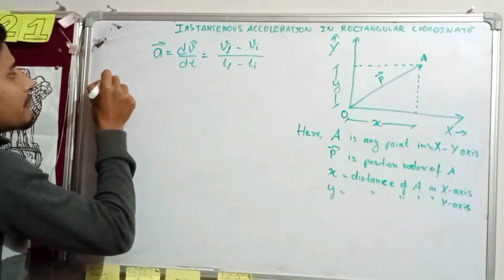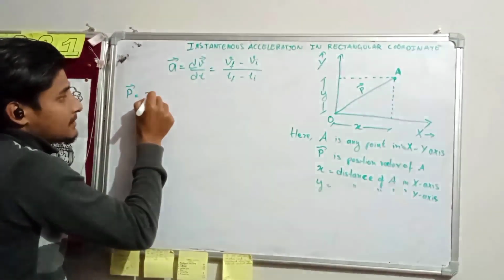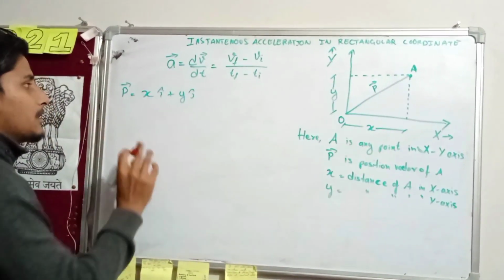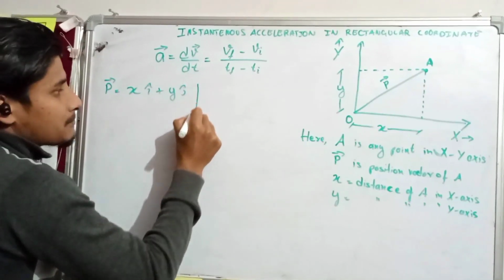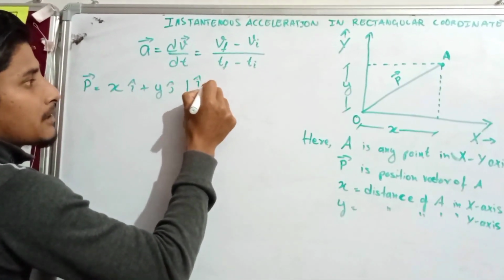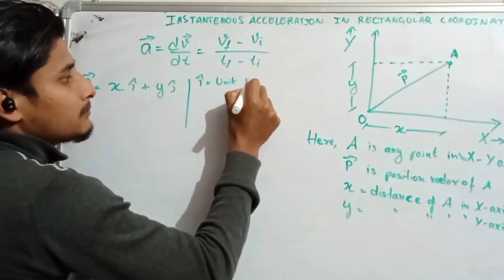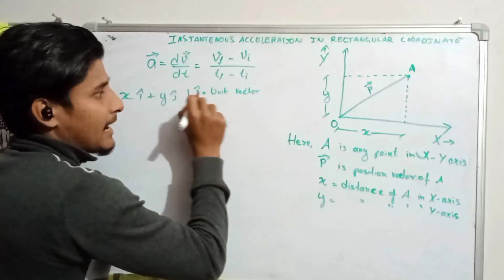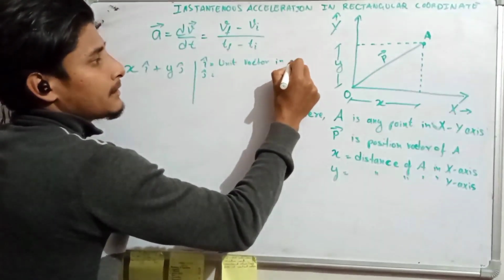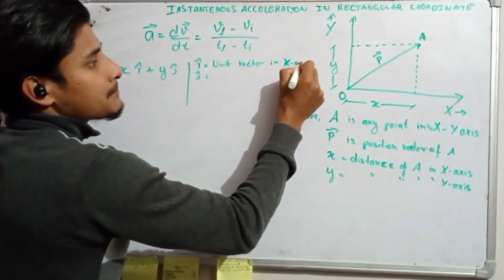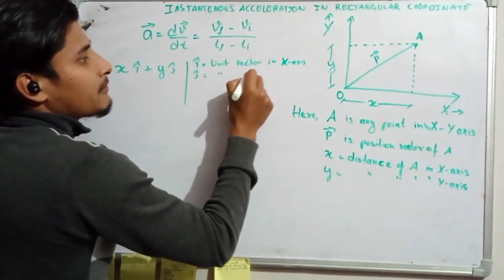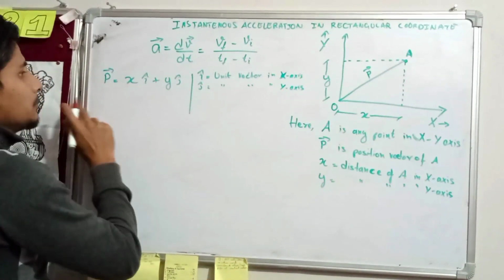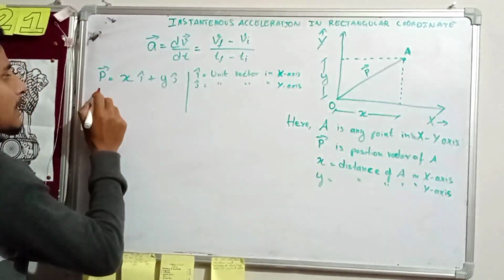Okay, so P vector, we can write this P vector as x i cap plus y j cap. So this is my formula. Here, i cap is my unit vector in the x axis, and j cap is the unit vector in the y axis, right?